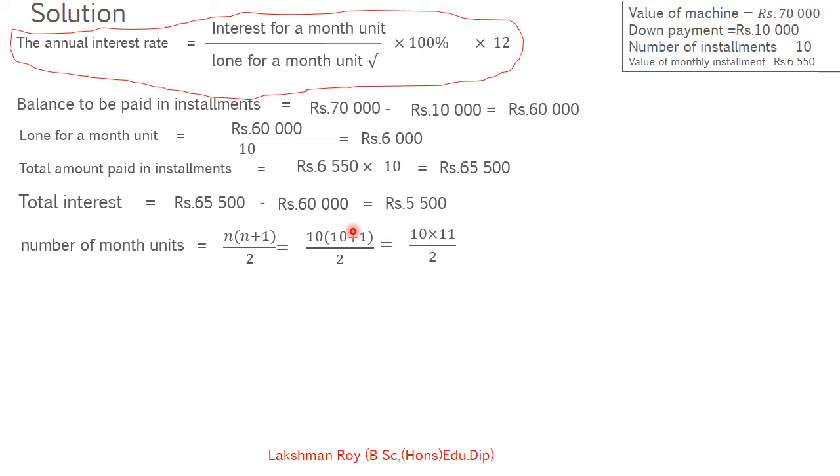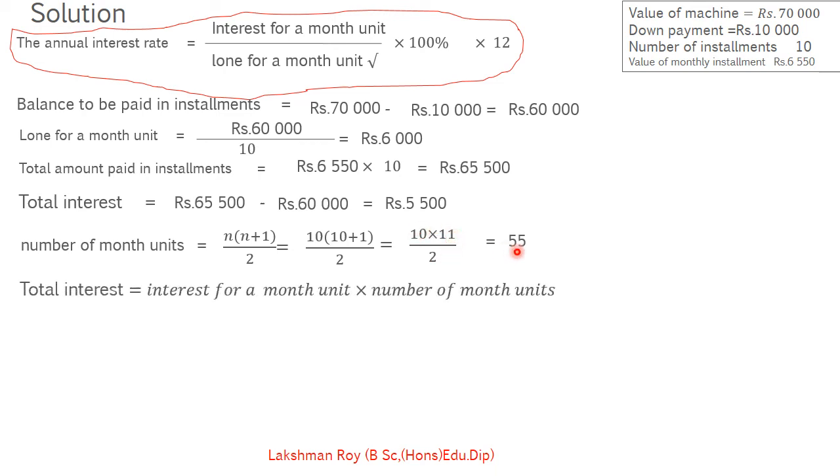So inside the bracket is 11, right? Then you can cut 10 and 2 by 2, and you get 5 into 11, that is 55, right? So that is the number of month units. Then I'm going to find the interest for a month unit. Remember the formula: total interest is given by interest for a month unit into number of month units.